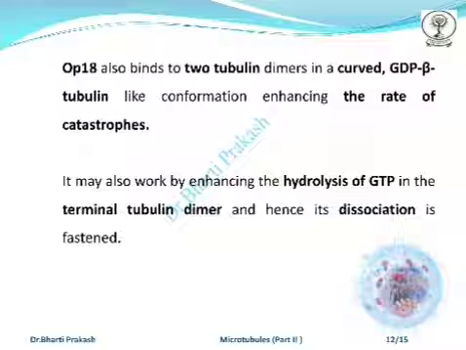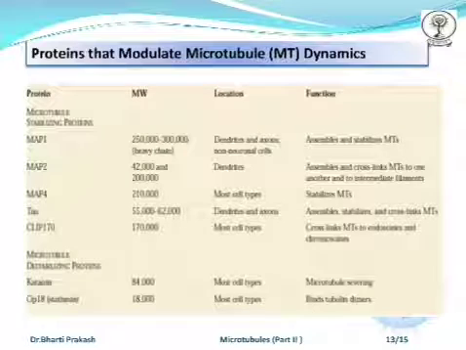OP18 also binds to two tubulin dimers in a curved GDP beta tubulin-like conformation, enhancing the rate of catastrophe. It may also work by enhancing the hydrolysis of GTP in the terminal tubulin dimer, and hence its dissociation is hastened. This is the chart showing the proteins that modulate the microtubular dynamics.